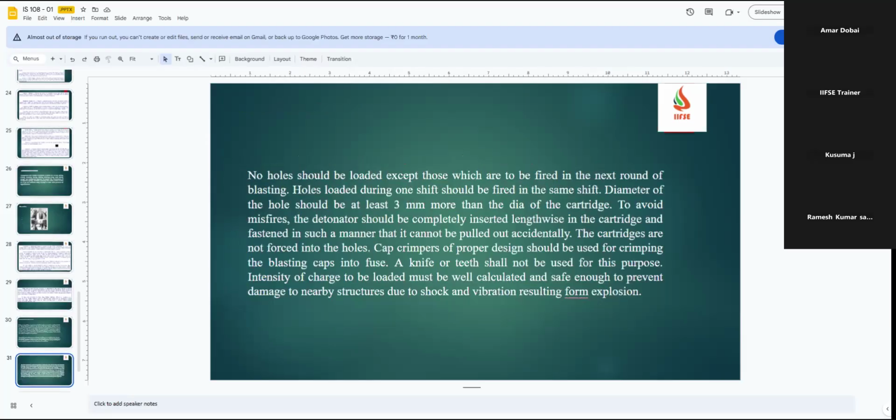And no hole should be loaded except those which are to be fired in the next round of blasting. So basically, we do a series of blasting. So if they've made 100 holes, sometimes in the first instance we blast only 50, and in the second instance we blast another 50. So if you are planning only 50, you have to fill the explosive materials only for the 50 holes.